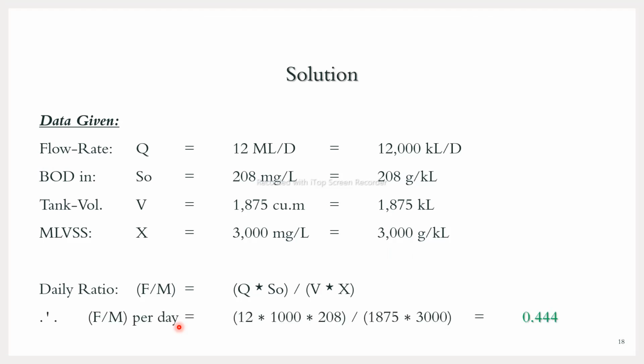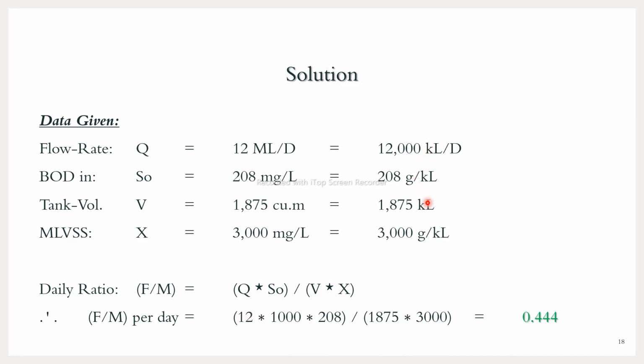Okay. So per day their value becomes, so Q is 12,000, S naught is 208, and V into X is this one into this one. Okay, if you calculate this one, I hope you will be getting the ratio as 0.444 per day. 0.44 into 37 something we got. So this many value per day.